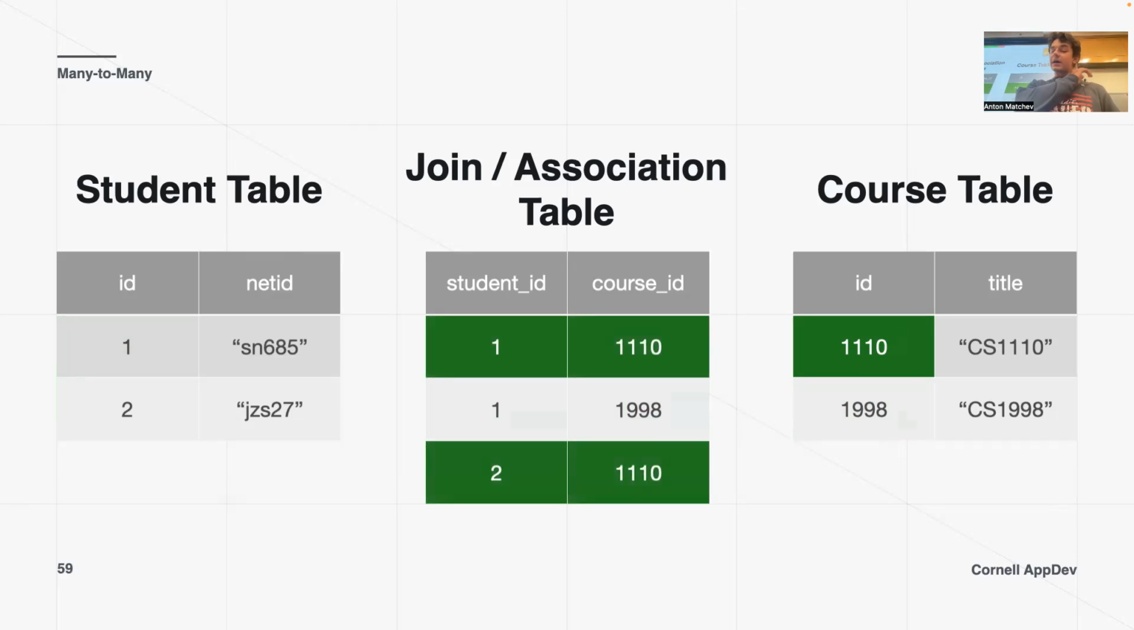And we also see that we can find all the students that are in 1110 by just going through the course ID column. You can visualize it as an SQL query: select all from this table where our course ID is 1110, and we'll easily get all the students that are in 1110.